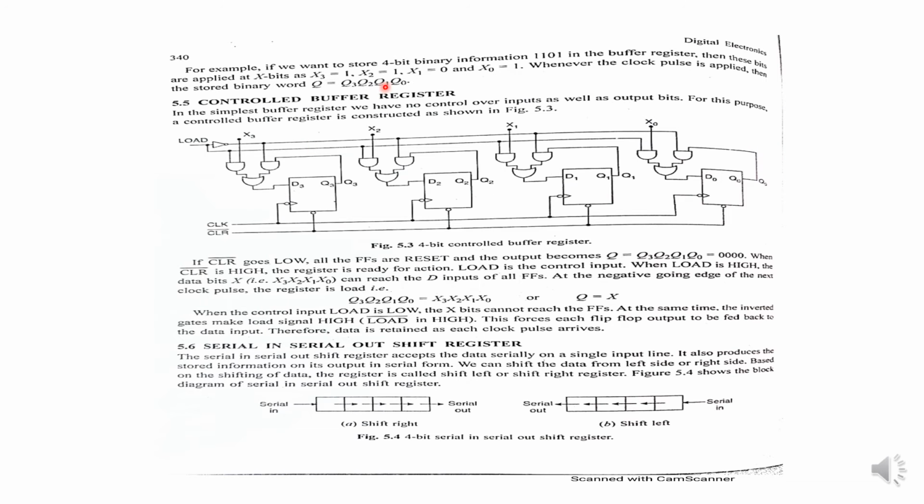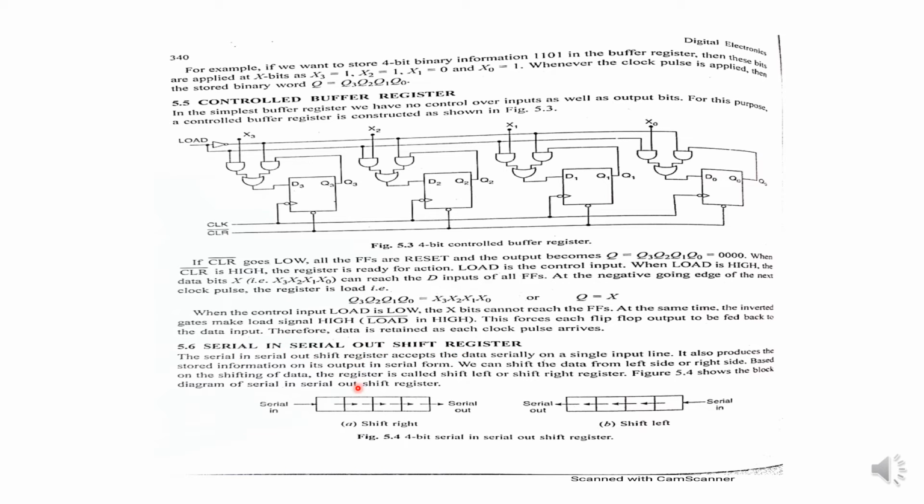This is the controlled buffer register. We will cover it after we finish all the serial in serial out, serial in parallel out registers. It will be easy to understand once you understand those types of registers, so just leave it for now. Now this is the most important thing: the serial in, serial out shift register.